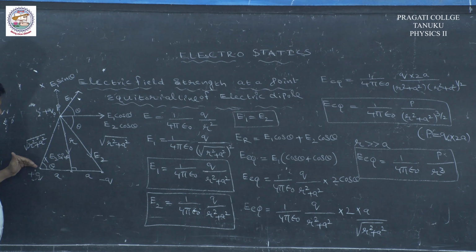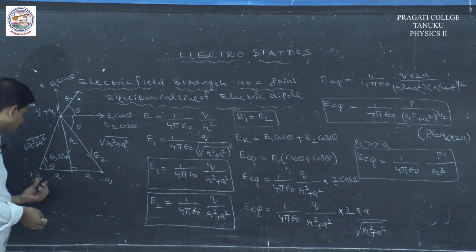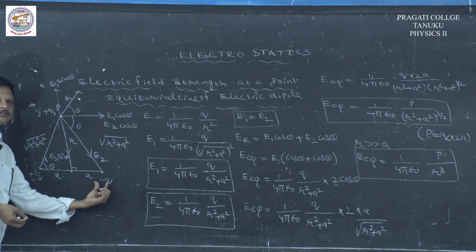Let us consider a point P on the equatorial line of the electric dipole. Let q naught be the test charge at point P. It experiences force from the two charges, plus q and minus q. So, plus q exerts some force on q naught and also minus q exerts some force on q naught. We conclude that q naught experiences two electric fields, one due to the positive charge, another due to the negative charge.